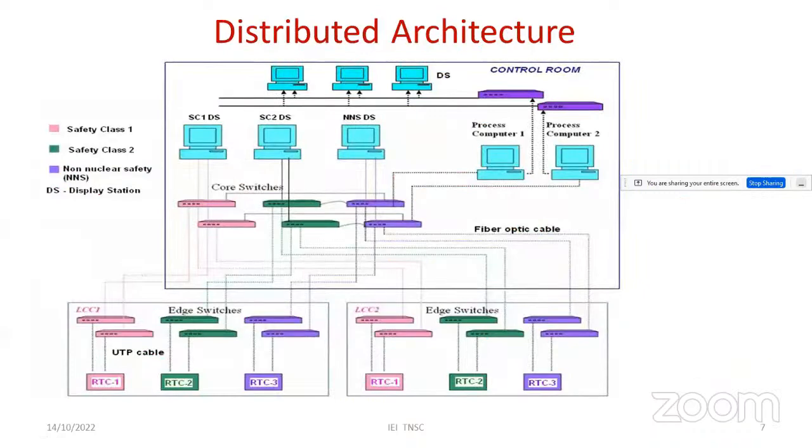This is the distributed architecture adopted in our plant. It has a 3-tier architecture. Separate dual redundant LAN is provided for each category of the system.